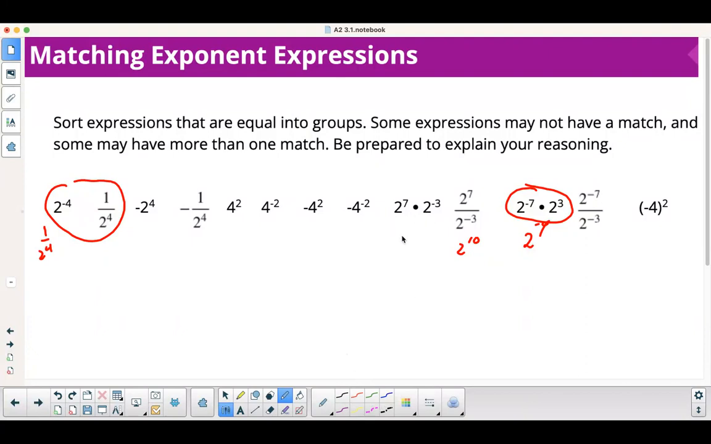Let's see here. This is 2 to the +4. So 2 to the +4 would be 16. 2 to the 10th is 1024. This is going to be, since the negative is on the outside, -1 over 4 to the +2. This is -1 over 16. And I think if I do this, 2 to the 4th is 16. So cool, I can group those two together.